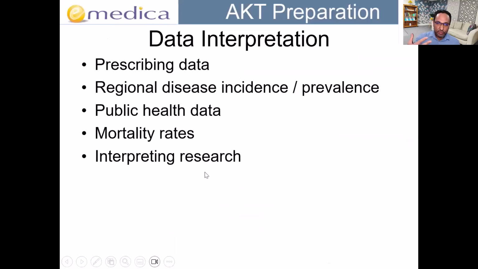Some of the other types of data interpretation that you want to get familiar with include all of these things. So prescribing data, incidence is what we looked at there, but prevalence of different types of disease. Other types of public health data, which might include things like cancer data, age bands, the demographics in different regions or in different practices, mortality rates for infants, mortality rates for specific disease, and then interpreting research. So, graphs, charts, and how to interpret them.